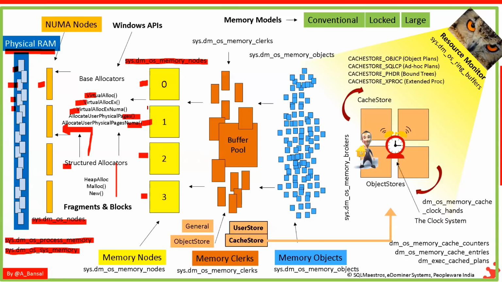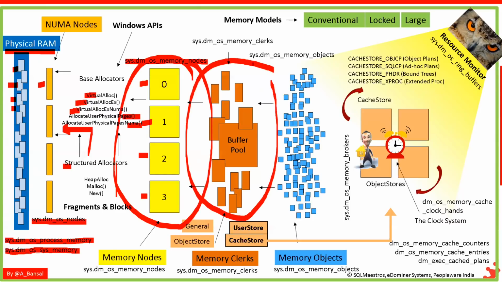So if you see SQL Server memory, in a way I can say that SQL Server memory is a 3-layered architecture. Not talking about the RAM and the NUMA nodes, but starting from the memory nodes here, this is my layer 1, and then I have memory clerks on top of my memory nodes, and then I have memory objects on top of clerks. Let's try to demystify and see what's the relationship between clerks and nodes and objects.